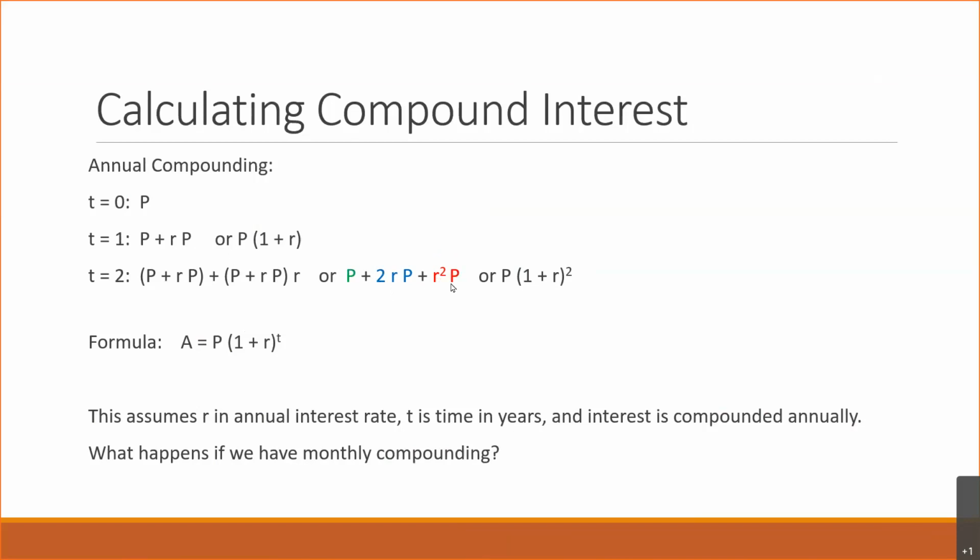Now, you say, okay, this looks complicated. Well, we can simplify this. We factor out the P, and then you factor the rest, and you get P times (1 plus R) squared.